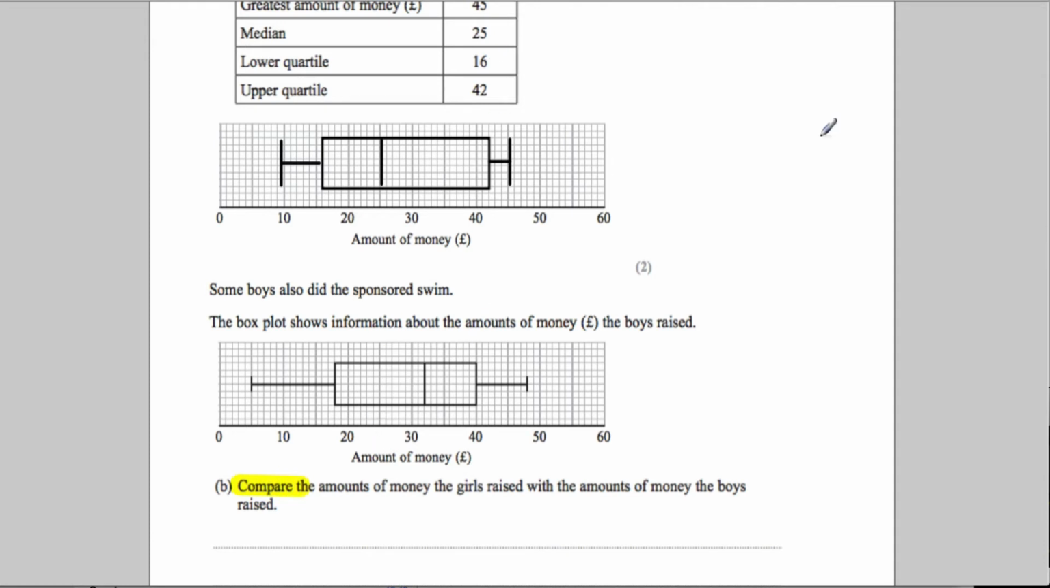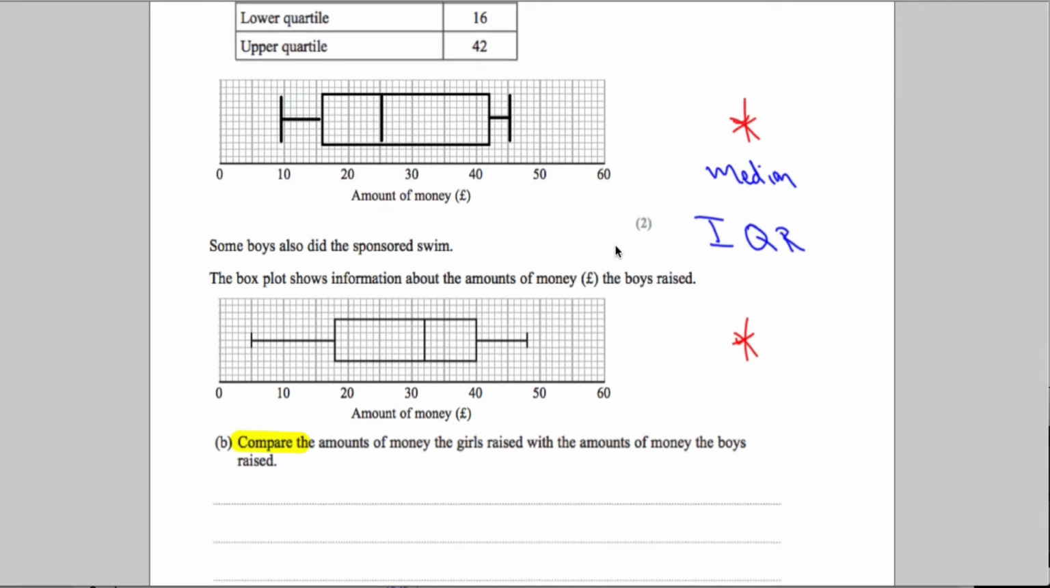So we're going to have to compare the boys with the girls, and you always talk about 2 things. You're always going to compare the medians, or an average. The only average we can see from our diagrams is the median, and you will always compare the range or the interquartile range. I prefer to do the interquartile range because it's a better measure of spread. So that's what we're going to talk about. So let's have a look.